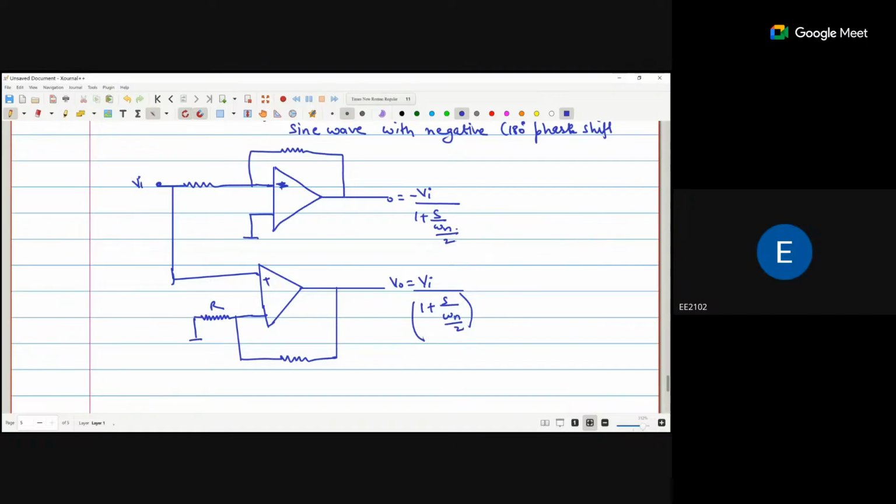Okay, so when we are going to implement a communication block set where we require a 180-degree phase shift, we use this circuit for a 180-degree phase shift, and the bandwidth will be half. Any doubt? Yes, any doubt?